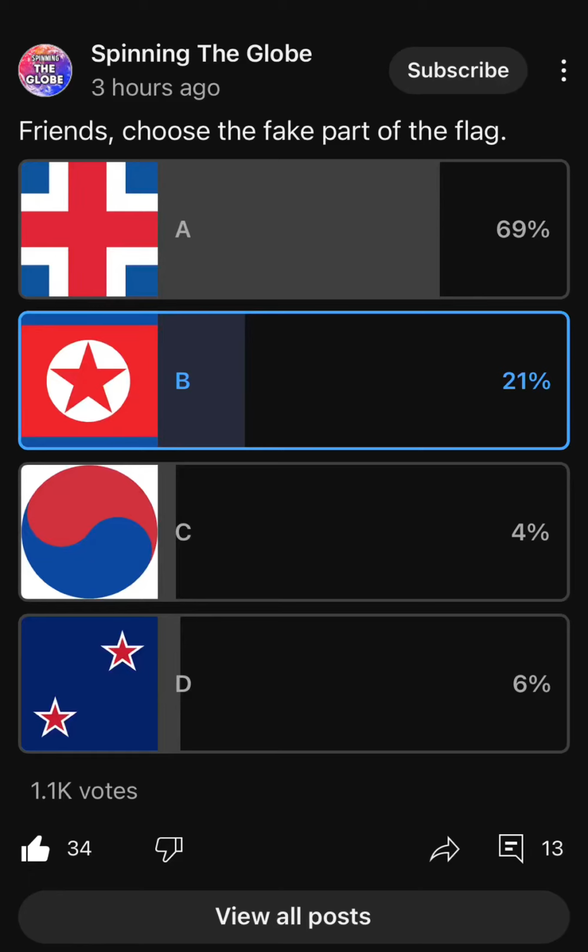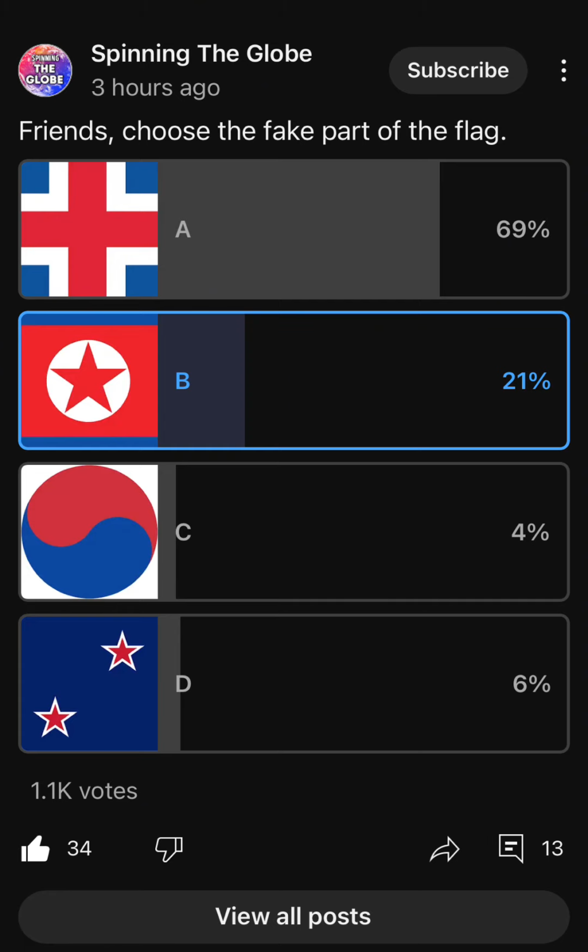So, I just saw this. It says, "Friends choose the fake part of the flag." It's a community post I stumbled upon while I was going to watch some videos on YouTube. And I saw that a lot of you guys chose A as the correct answer. And I'm just going to clear the air about this right here. If you chose A as the correct answer, you'd be incorrect. I'm sorry. But let me just go ahead and explain to you what you're looking at here.